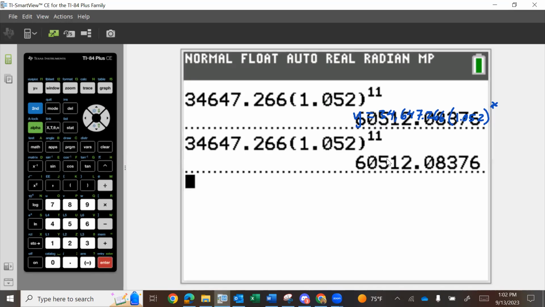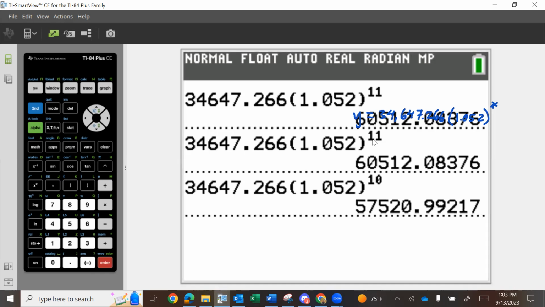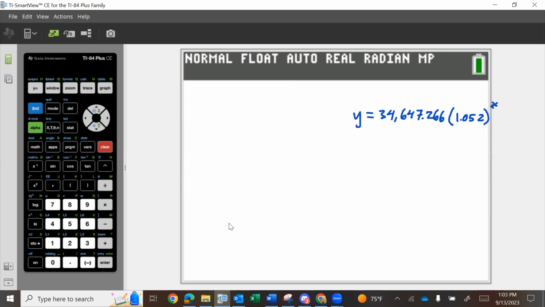Oh my gosh, that was pretty close. 60,512. So apparently I overshot the mark a little. Let's see what happens if we go to year 10. That might be too low. Probably is. Yeah. So about year 11 is going to be a really good estimate for us. Now you could do it that way, but amateur hour is now over. We are in college after all.